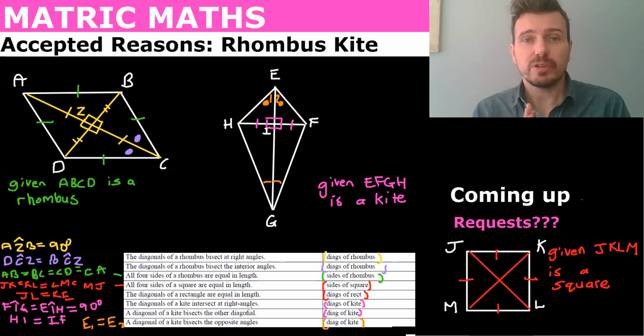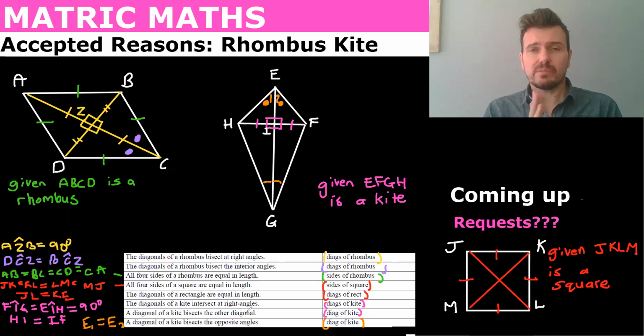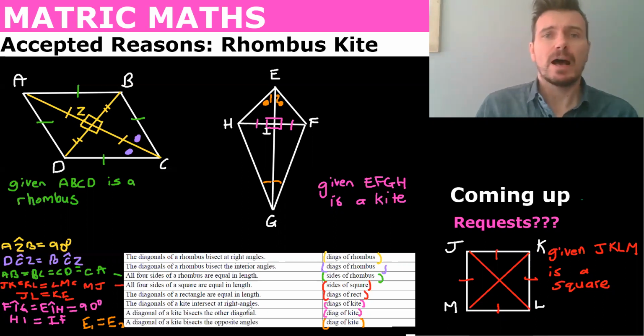Okay, so those are your geometry reasons. Get them right so that you make sure that you don't miss out on 1 or 2 marks, because these are what your examiners are looking for.